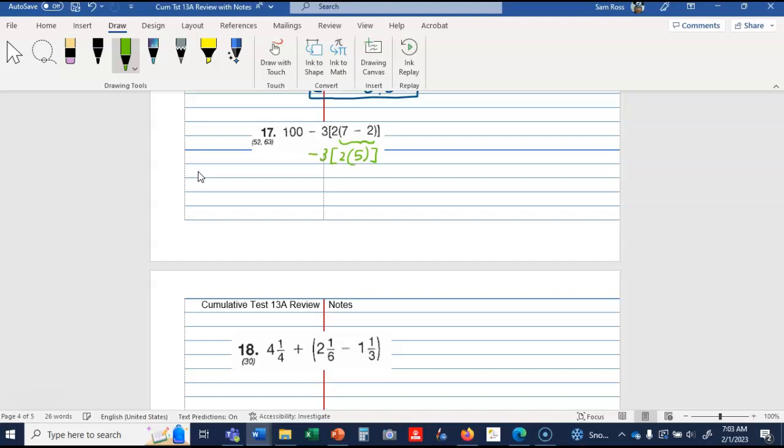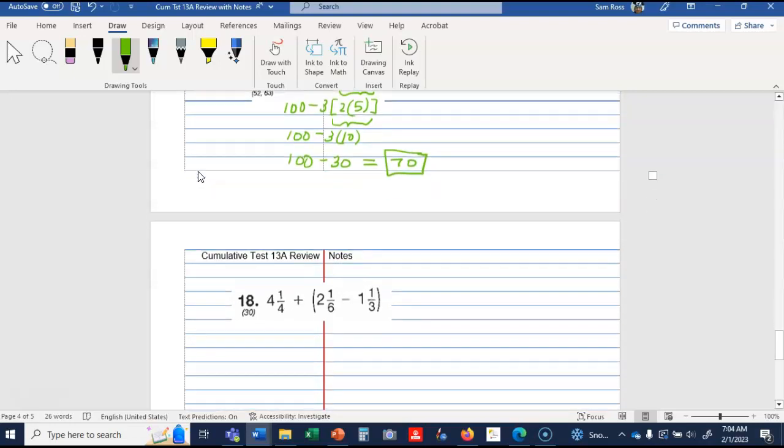Some of you are going to try and do multiple steps, and sometimes that's going to work, and sometimes it's not going to work. So here we have 2 times 5, which is 10. Everything else stays the same. And here I have 3 times 10, which is 30. So my answer is going to be 70 here. Go ahead and write all of that down.